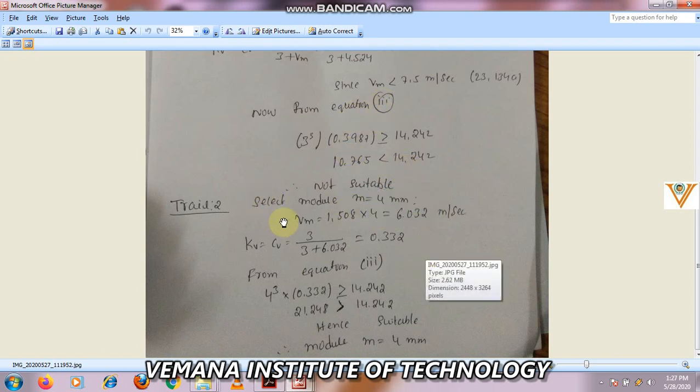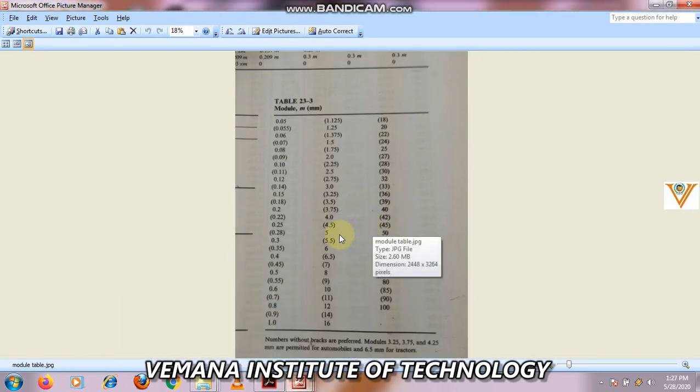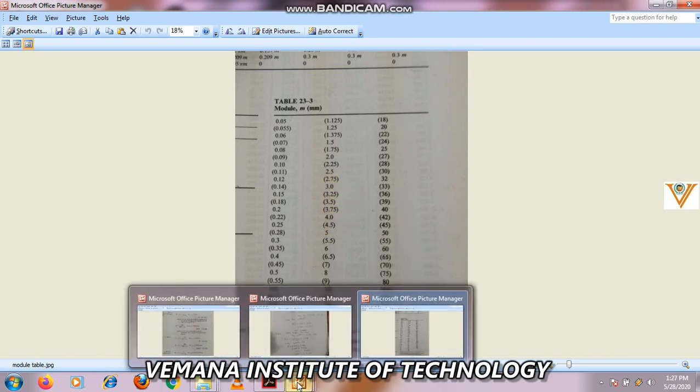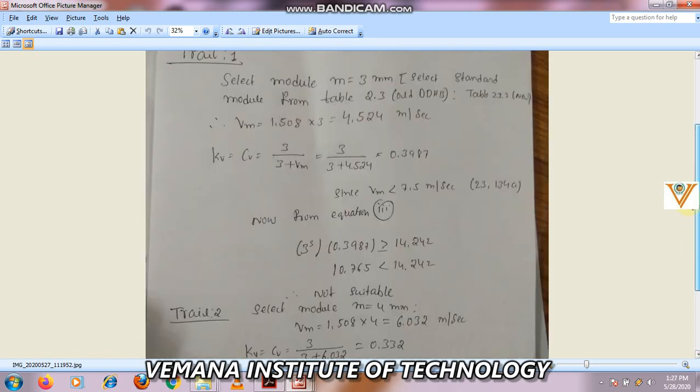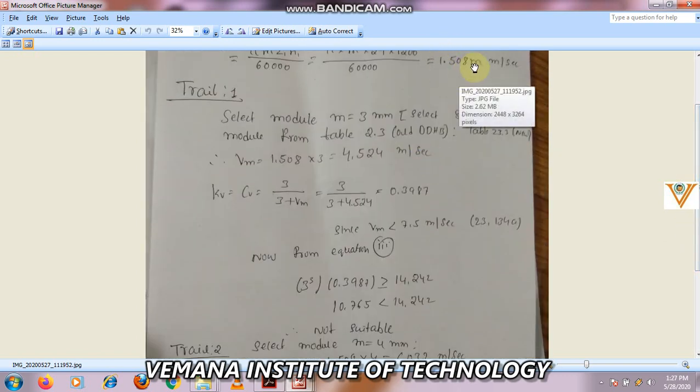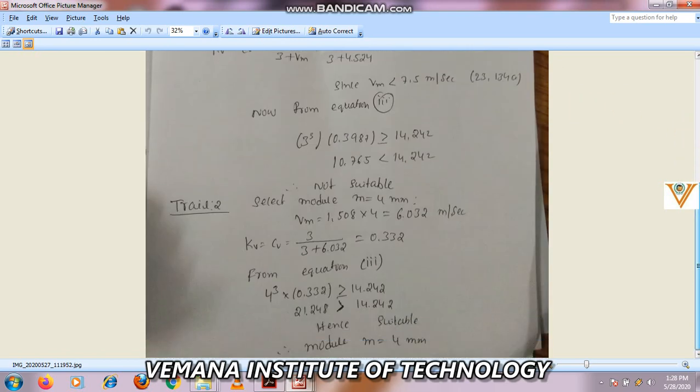So go for trial 2 and select the next module. From this table, without brackets, after 3 the next one is 4, so select module 4. After selecting module 4, the same procedure is repeated. Vm is 1.508 times the module, so substitute m as 4 and multiply, and you get the Vm value 6.032. Because Vm is less than 7.5, you can use the same kV equation, and you get kV as 0.322.